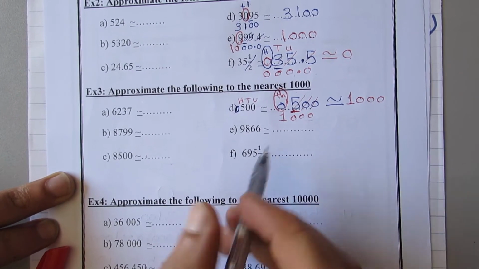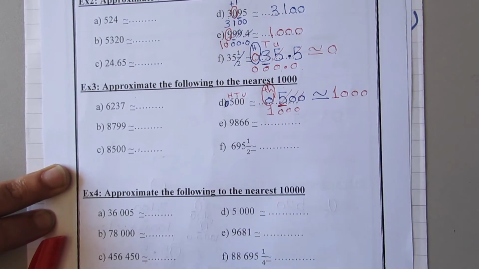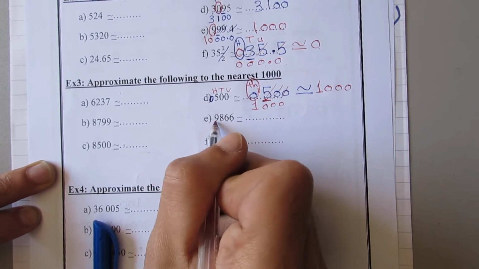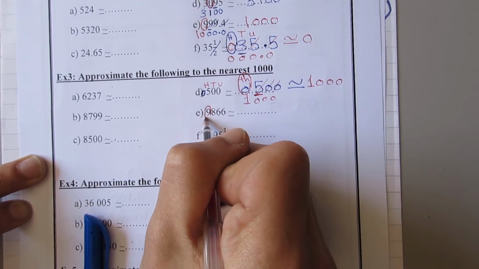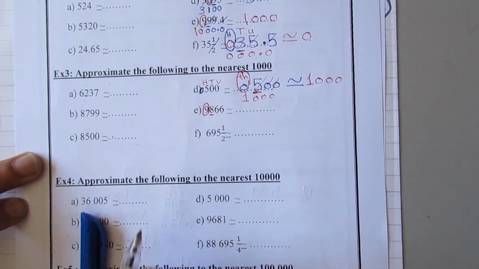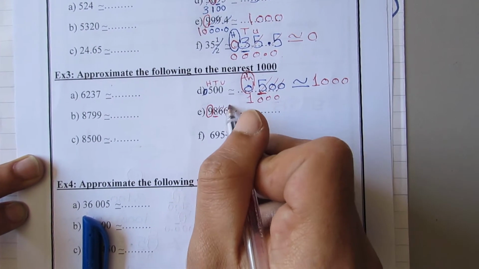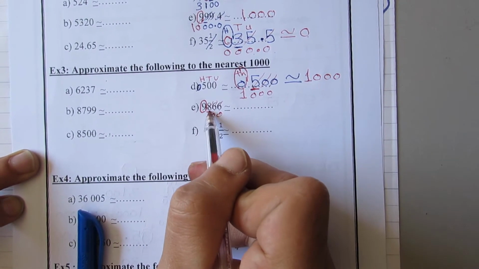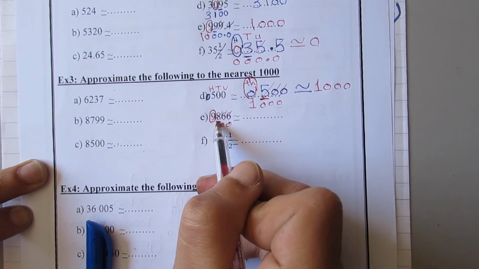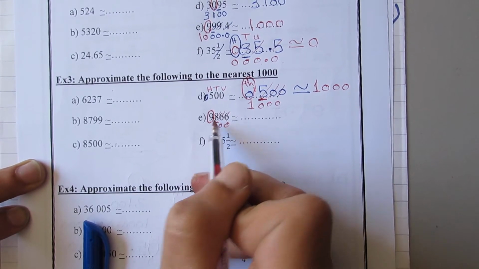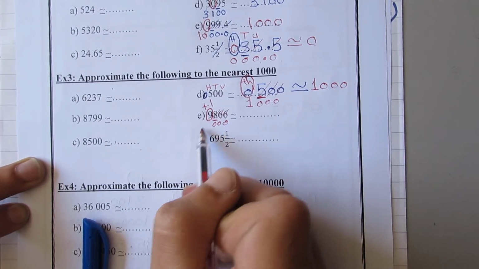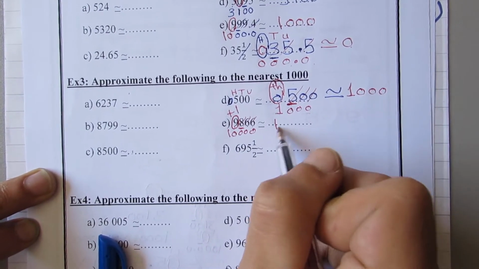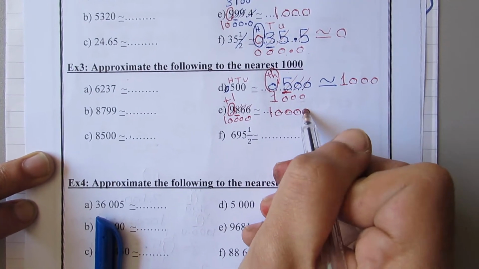Next question, we want to approximate to the nearest 1000, so we're going to circle the 1000. Here is the unit, tens, hundred, thousand, so we're going to circle the digit 9 and underline the following digit. You know that all the following digits are turned into zeros, and this 9's following digit is 8, so this 8 is a strong number, so it's going to increase 9 by 1. After 9, we have 10, so the answer is 10,000.